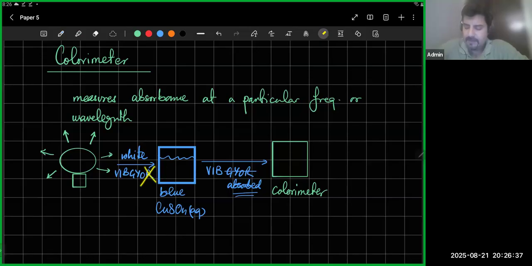You don't see red when you see copper sulfate. You don't see orange. You don't see yellow. You don't see all the other colors. But you see all shades of blue. If it's light blue, then it's probably absorbing the violet light as well, and you're just seeing blue. So that's known as a complementary color. If something is, let's say, yellow in color, that means yellow is the only light that it's not absorbing, whereas it is absorbing all the other frequencies.